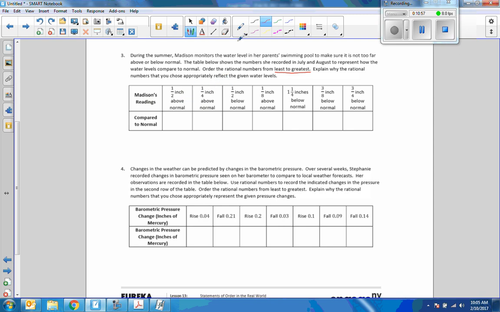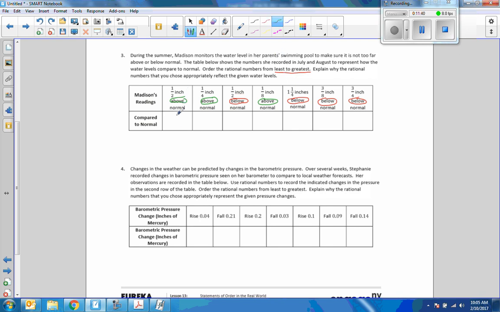So for starters, I'm going to focus on the word above. That's positive. It's greater than what we want. Below is negative. Below means the water level is lower than we want it to be, and that's not good for the pump, because air goes through the pump, it loses pressure, and the water doesn't circulate and get clean. Alright, so here we go.